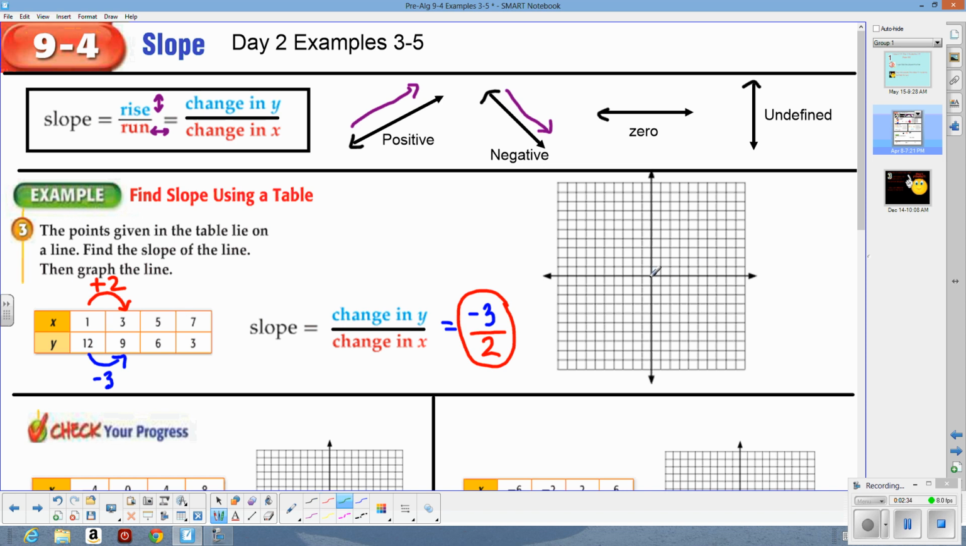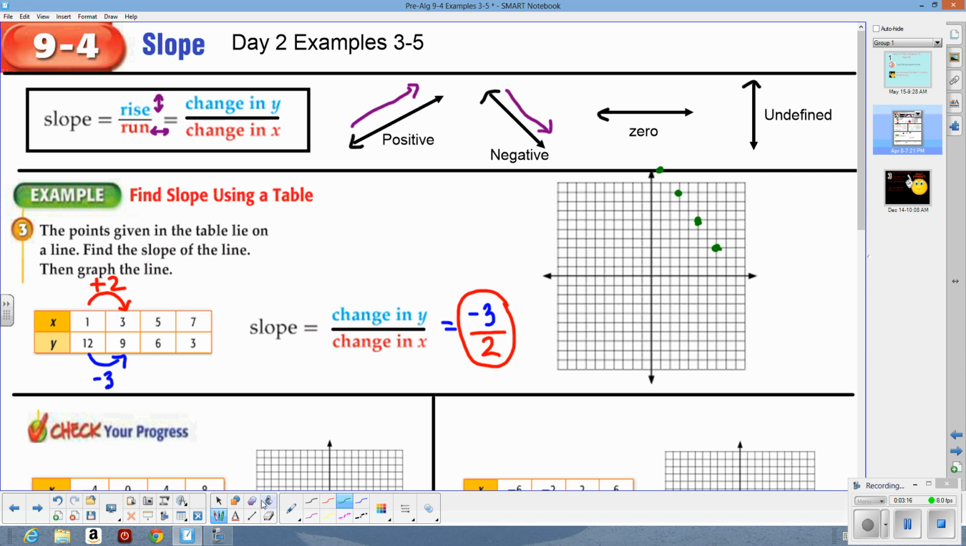1, 12 means go to the right 1 and up 12. That one's actually going to go off my graph a little bit, so I'm going to just kind of guess about where 12 would be. And then 3, 9, 1, 2, 3 to the right, and 9 up. Then 5, 6 is going to be 5 to the right, and then 6 up. And then 7, 3 is 7 to the right, and 3 up.